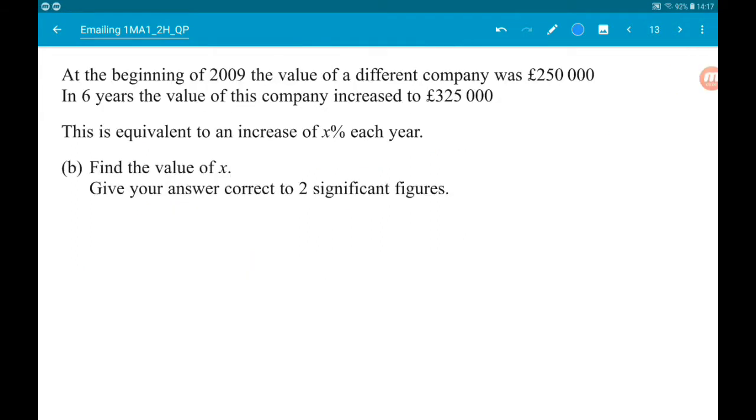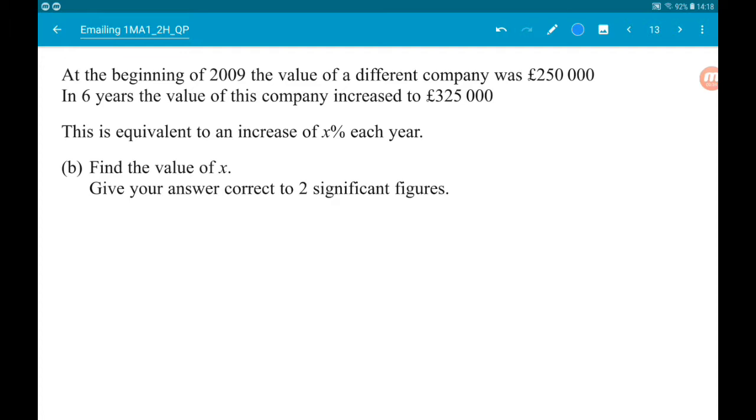Okay, then for part B we have compound interest with unknown interest rate. So, at the start of 2009, the value of a different company was £250,000. In 6 years' time, the value of this company is now £325,000. This is equivalent to an increase of X% each year. We want to find the value of X to 2 sig figs.